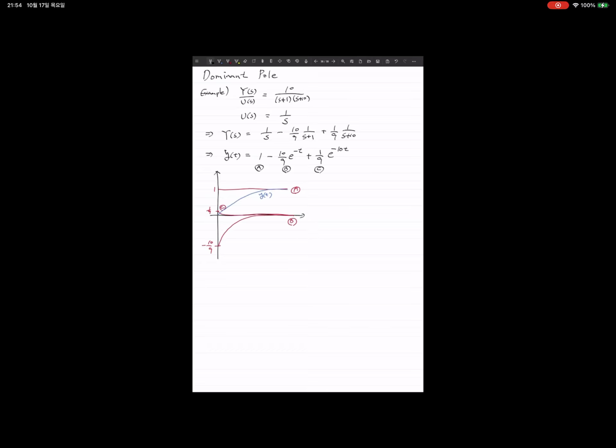What can you notice from this example? The total response looks like just the combination of A and B, because the response C is quickly decaying to zero. In other words, the influence of C is very negligible to the total response.